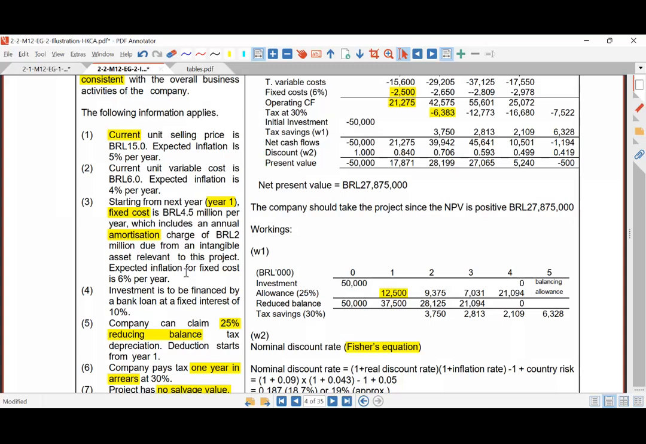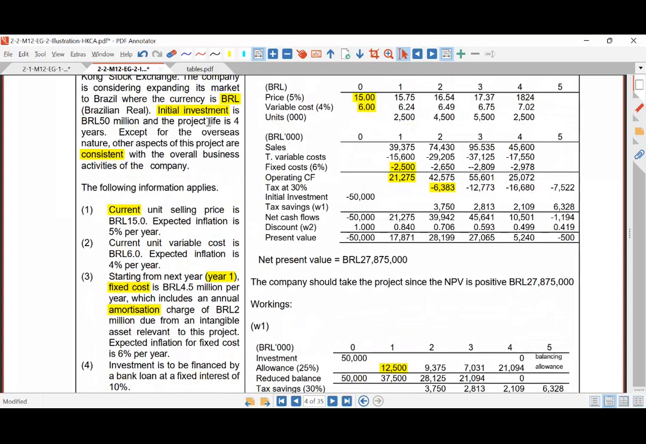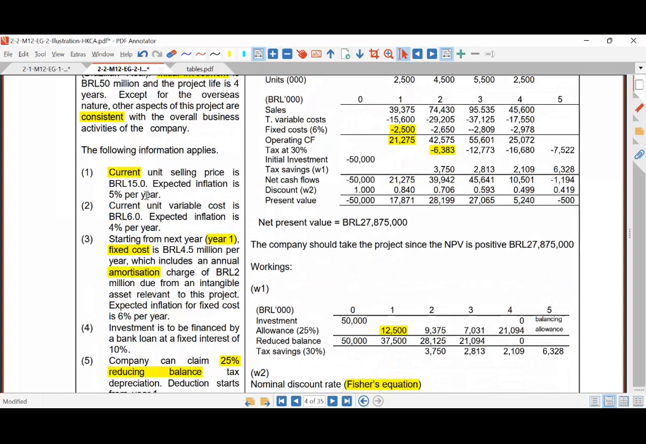So note number 1 says that the selling price is 15 Brazilian real, and inflation is 5%. When you see inflation, you have to adjust for the inflation there. Current year means year 0. And operating cash flow, just remember, is at the end of the first year, so it's year 1. Since this is current, that's now, your selling price has to be one year from now. So the 15 here, you have to adjust by 5%, and it's 4 years, so every year we adjust by 5%.